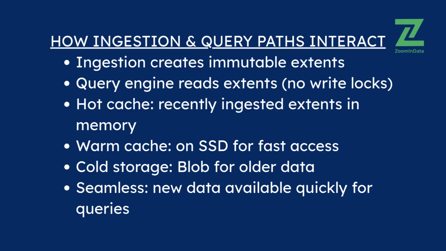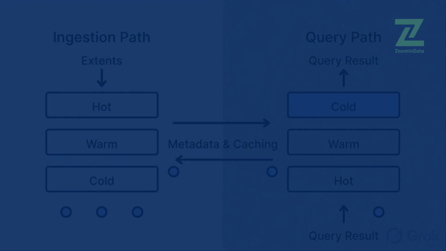Because extents are immutable and metadata tracks them, new data becomes queryable almost immediately, often in seconds, while old queries keep running smoothly. No blocking, no downtime.